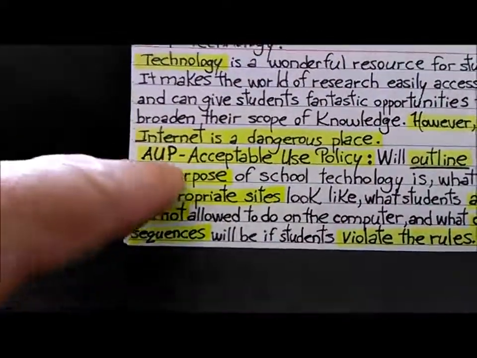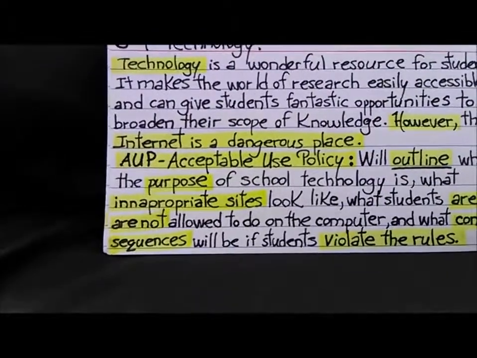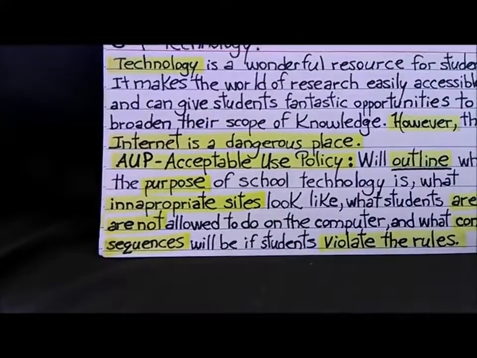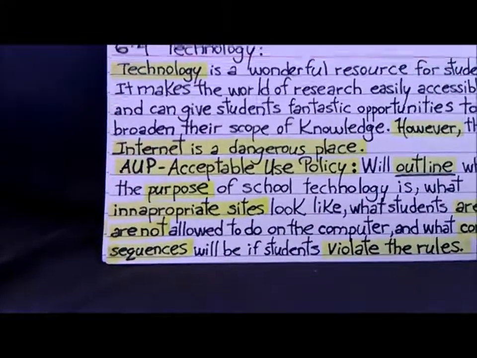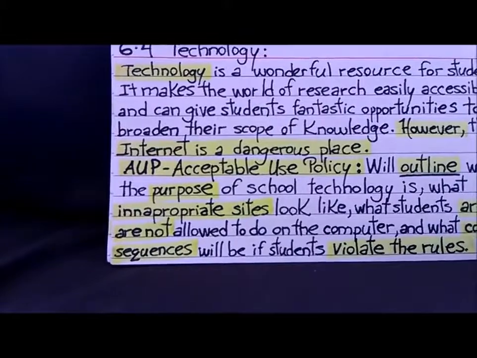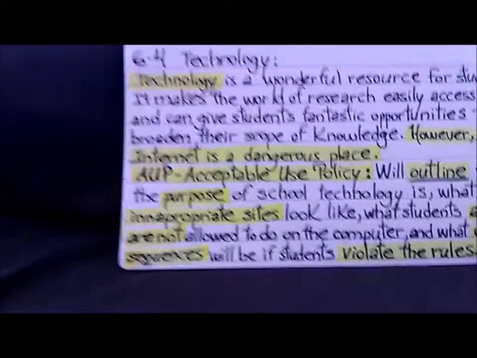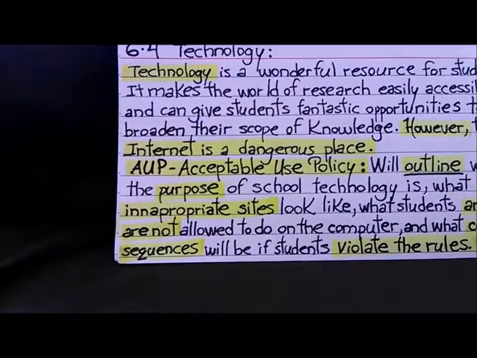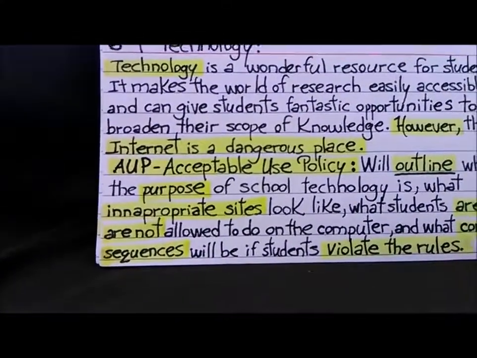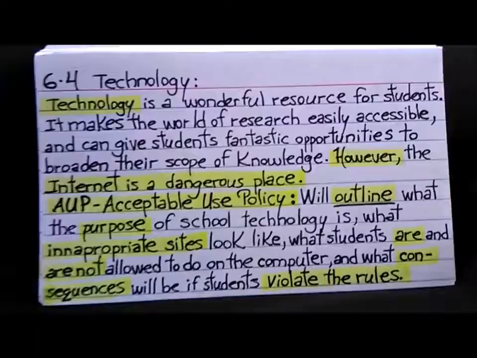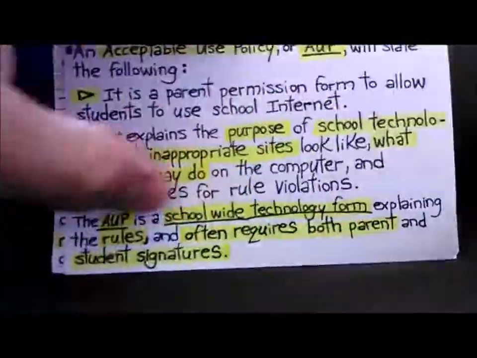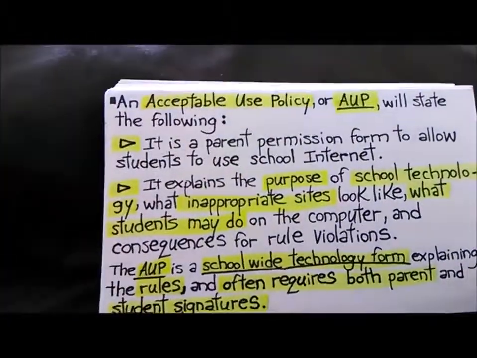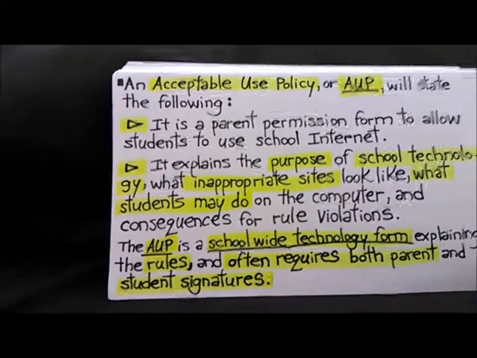AUP, Acceptable Use Policy. It will outline what the purpose of school technology is, what inappropriate sites look like, what students are and are not allowed to do on the computer, and what consequences will be if students violate the rules. So an AUP, or an acceptable use policy, will state the following.